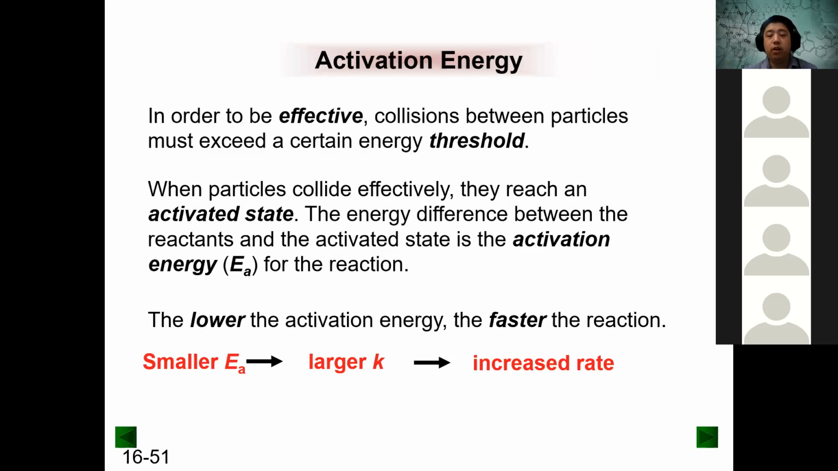So if you have a large activation energy, it's going to take a lot more energy to start this reaction, which means it will slow things down. So if you have a lower activation energy, it's easier to start the reaction and essentially increases the reaction rate.